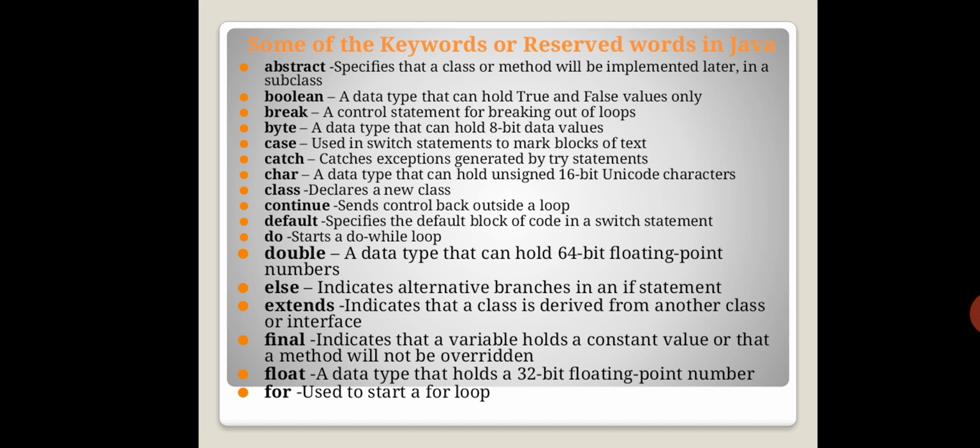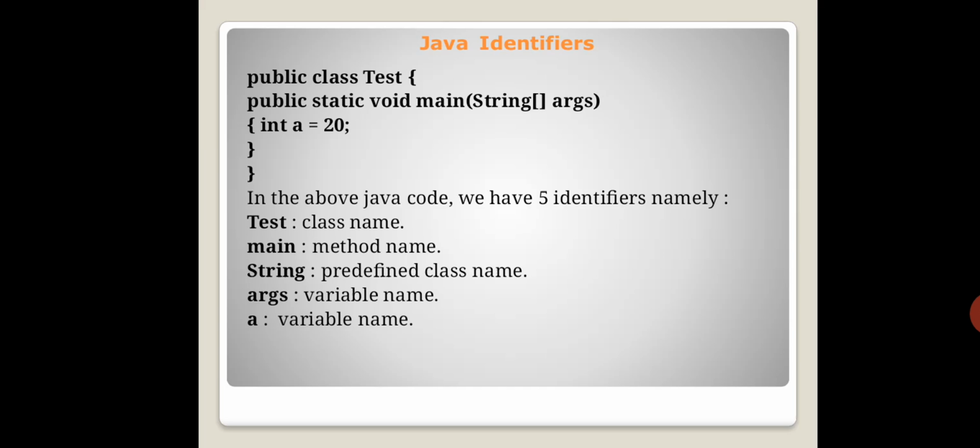Next one is for. So it is another loop which is available in programming languages. You would have used this for loop in C and C++. Even Java supports the for loop. Okay. Next is Java identifiers.